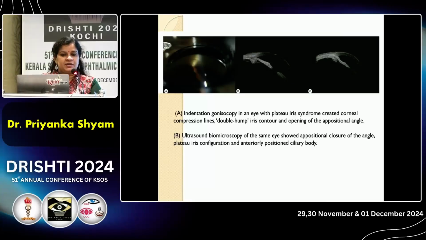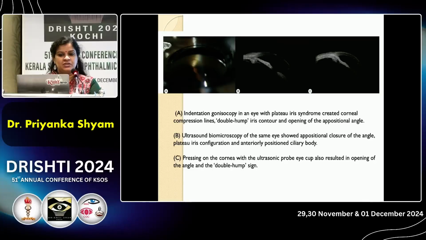Here you can see the first picture shows the indentation gonioscopy in an eye with plateau iris syndrome, creating a double hump iris contour. The second picture shows the UBM of the same eye showing appositional closure of the angle, plateau iris configuration, and anteriorly positioned ciliary body. Whereas the third picture shows pressing on the cornea with the ultrasonic probe, resulting in opening of the angle and creating the double hump sign.